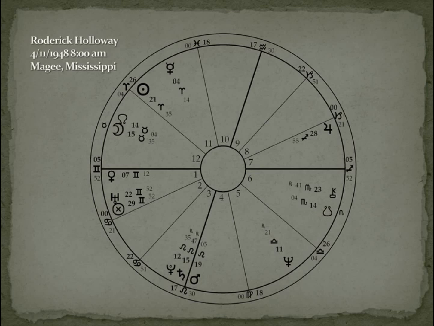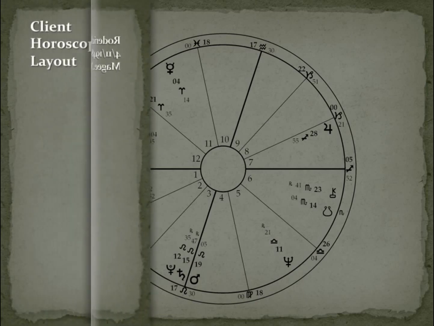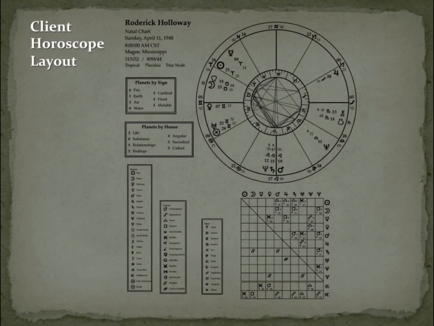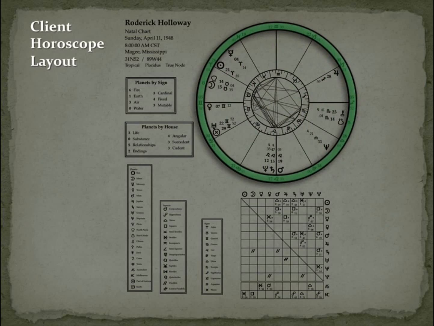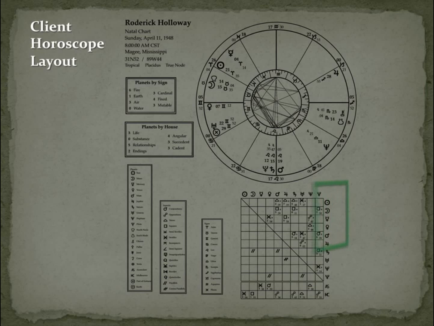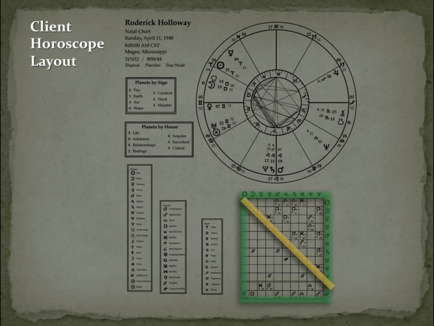This concludes this lesson, and now I'll show you the type of horoscope layout I use for giving readings to clients. This slide shows the type of horoscope layout along with relevant information that I use when I read for clients. As you can see, the horoscope itself is in the upper right-hand quadrant of the paper. Below it is a rectangular grid containing a table of aspects of all the planets and a table of parallels. The aspects are above the diagonal line while the parallels are below.